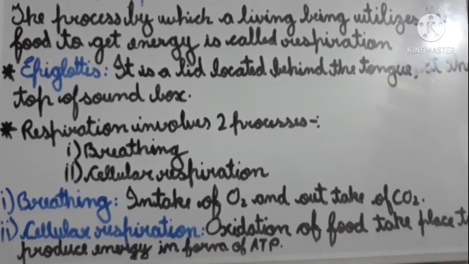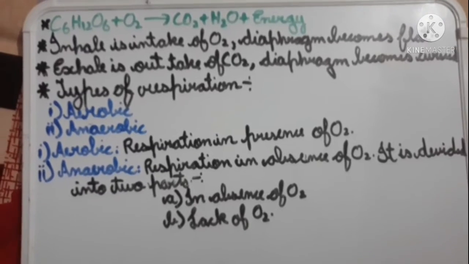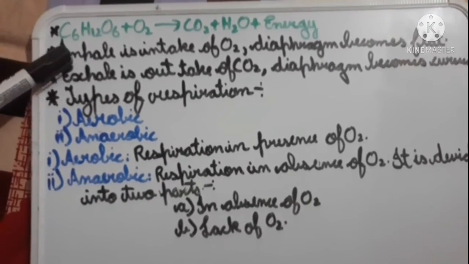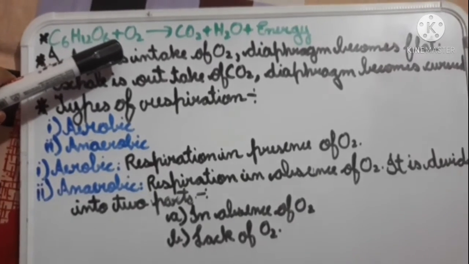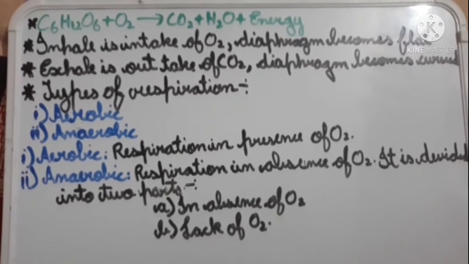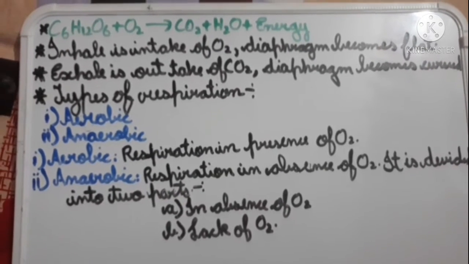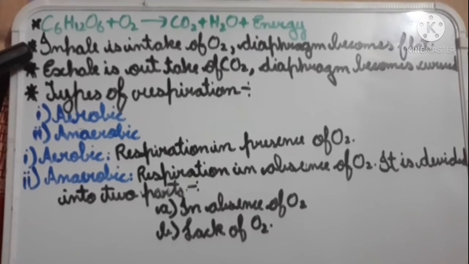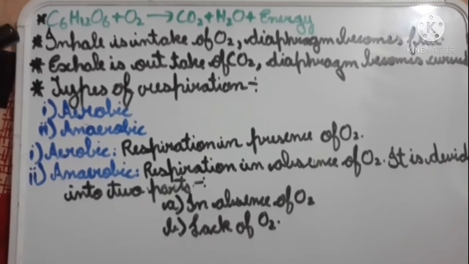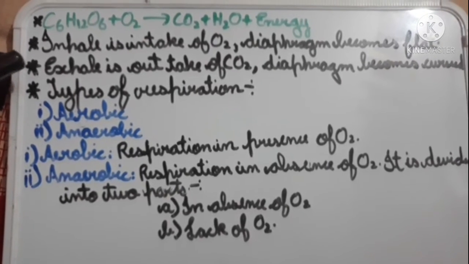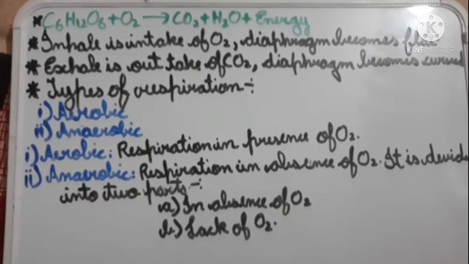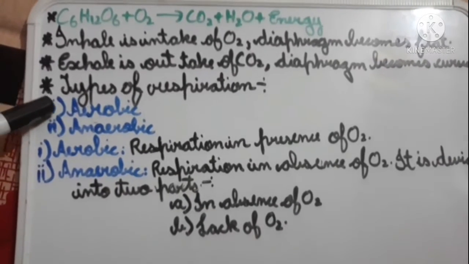Now let's learn about these processes in detail. C6H12O6, that is glucose, plus oxygen gives carbon dioxide plus water plus energy. This is cellular respiration. Inhale is intake of oxygen. In inhale, the diaphragm becomes flat, and exhale is outtake of carbon dioxide. In this process, the diaphragm becomes curved.